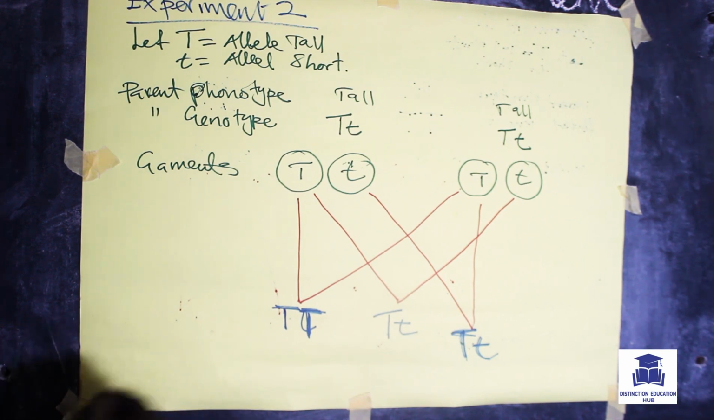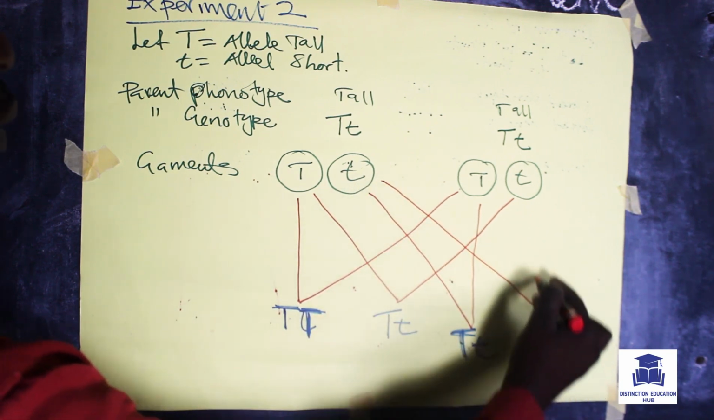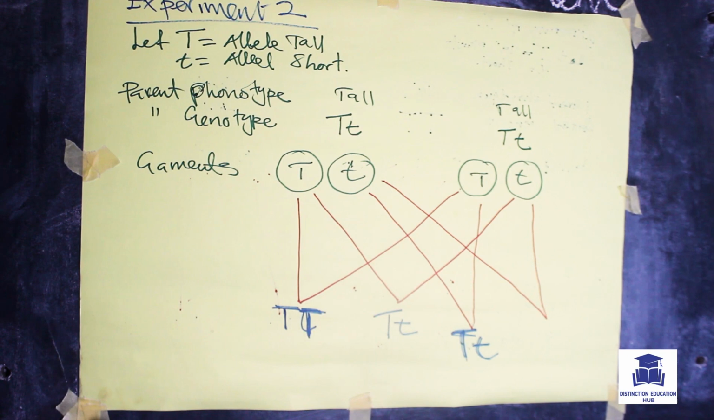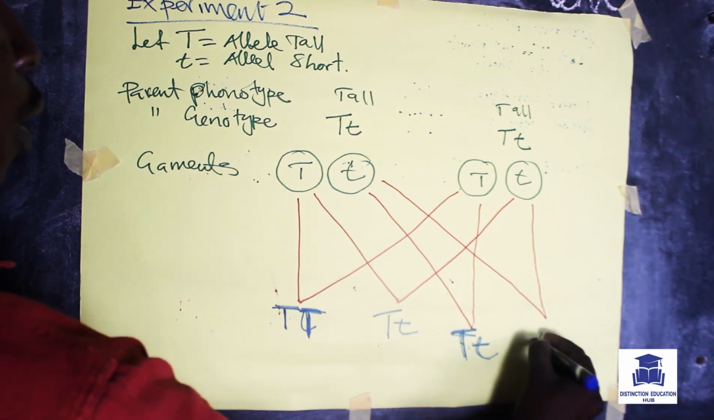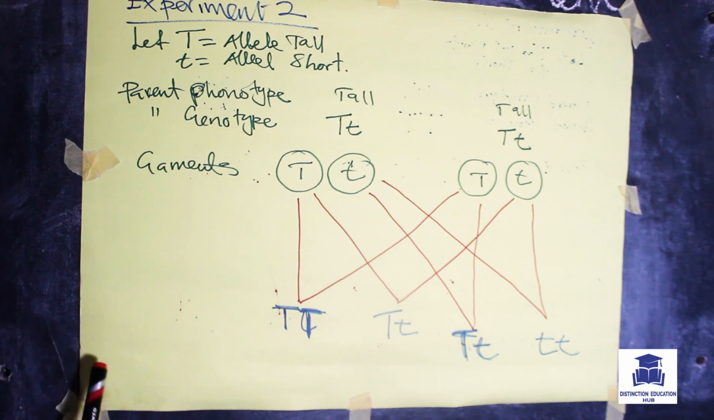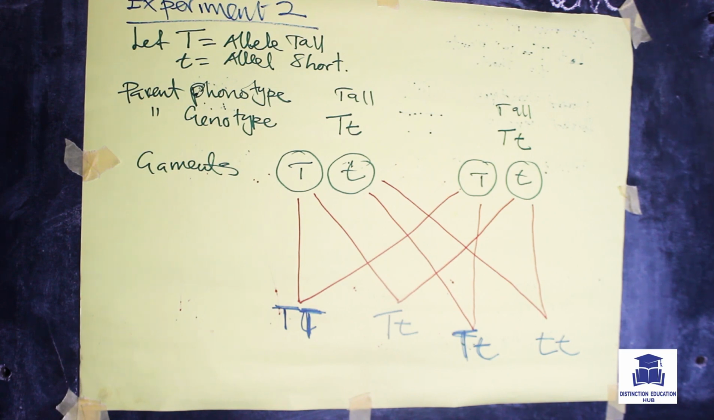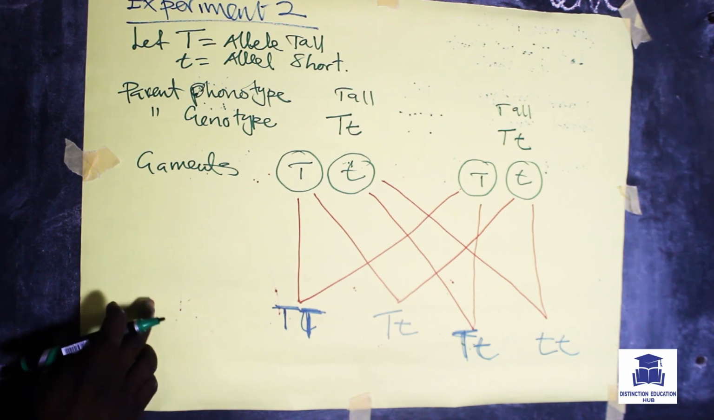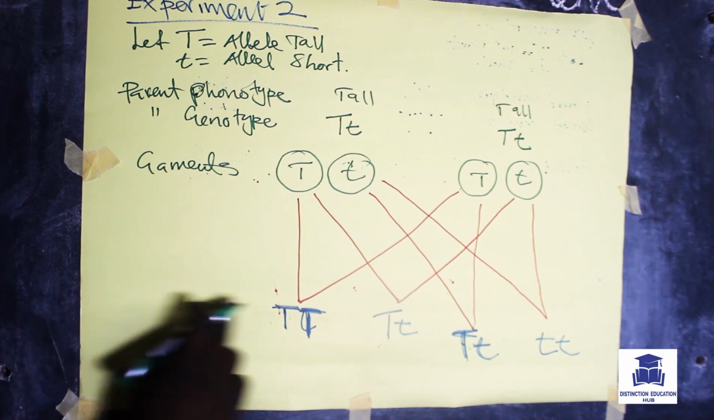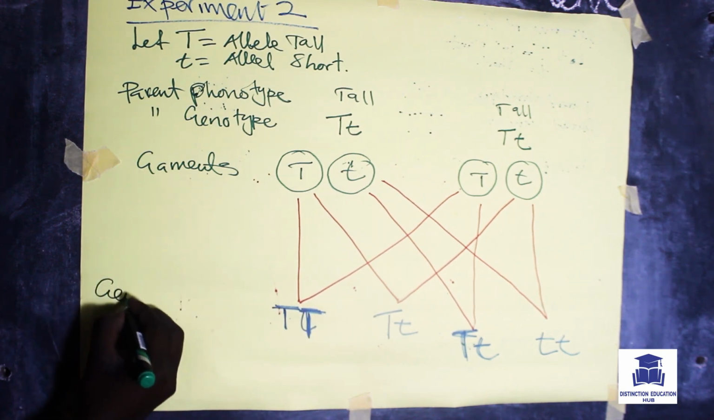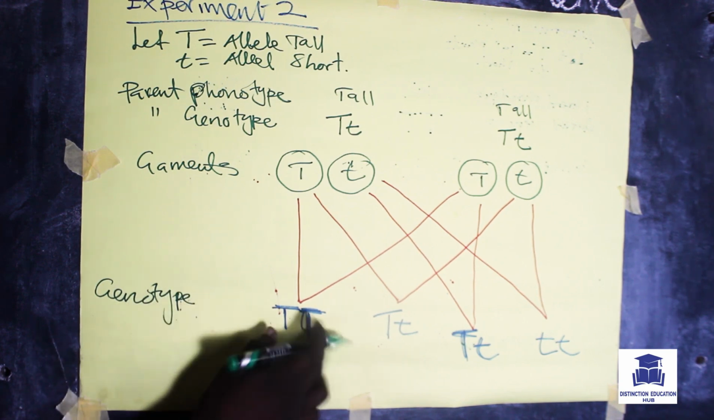Then last but not the least, this one will cross with that one. And what are we having? We are going to have small letter t's. So this is our F2, remember. This is our second filial generation. So if you look at these offspring that have been produced, these are the offspring genotypes. So the genotypes for the offspring are this.